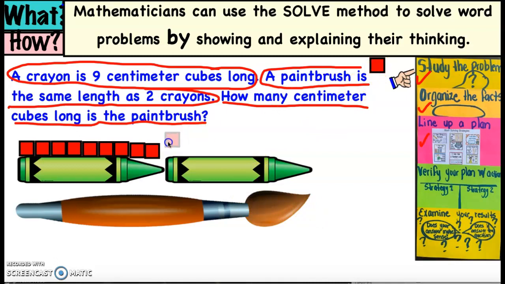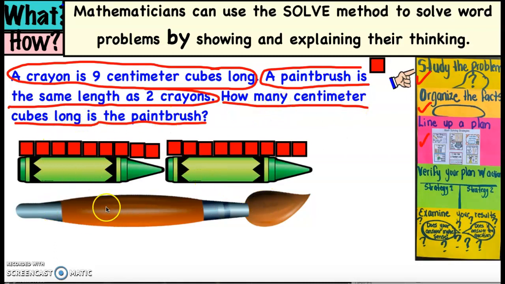9. So that's 1, 2, 3, 4, 5, 6, 7. Let me move that a little closer. 8 and 9. So remember, it's asking us to find how many centimeter cubes long the paintbrush is.